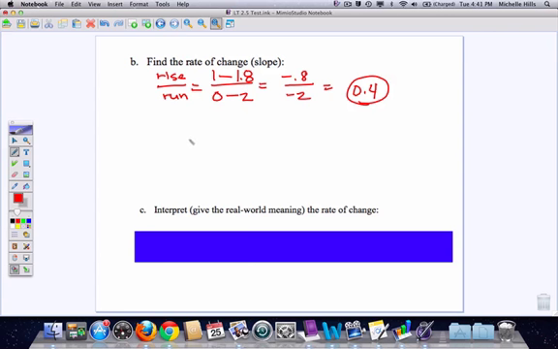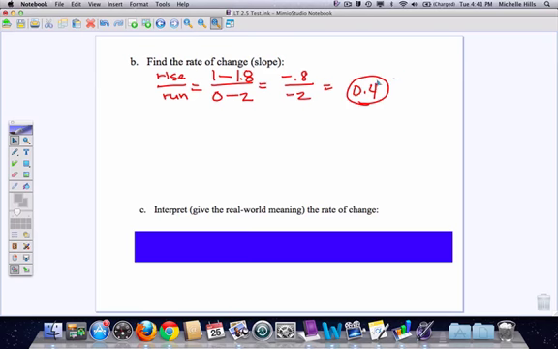Well, that's great. The rate of change is 0.4. What the heck does that mean? And that's really what the next question is asking me. This 0.4 is not just some number sitting out there with no context whatsoever. I'm talking about filling a pool with water. So what happens is, this is the change in the pool level, this is the change in time.